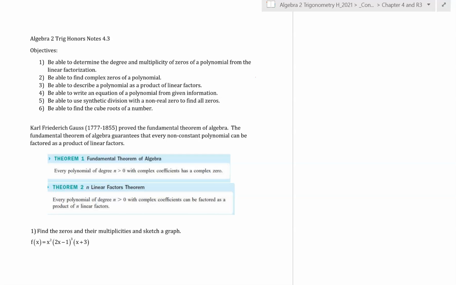All right, so there was a famous mathematician, Gauss, and he proved the fundamental theorem of algebra. The fundamental theorem of algebra guarantees that every non-constant polynomial can be factored as a product of linear factors. So every polynomial of degree n greater than 0 with complex coefficients has a complex 0. Every polynomial of degree n greater than 0 with complex coefficients can be factored as a product of n linear factors. So let's do this first example.